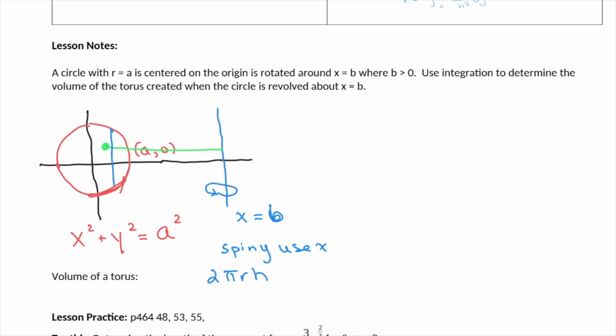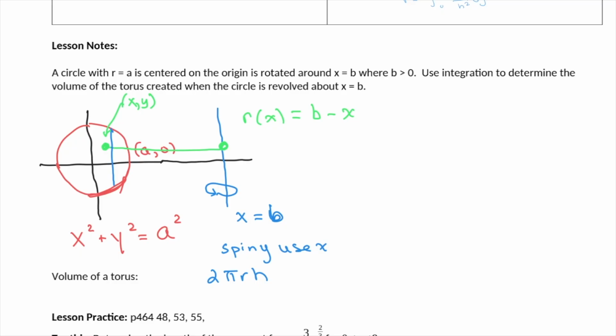Now we need to figure out the radius. So the radius with respect to x is going to be the right endpoint minus the left endpoint. Again, the left endpoint is going to be given to us from the arbitrary value x, y that we're using. So the radius is going to be b minus x.